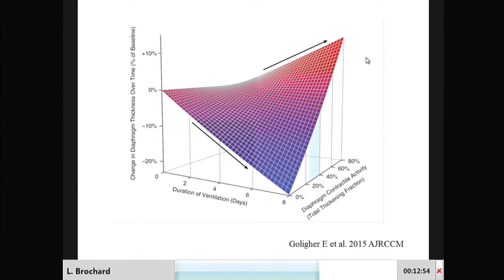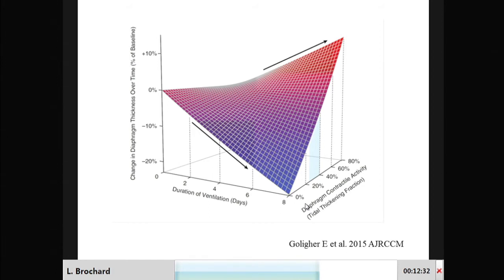And of course, it's also related to the contractile activity, which means that for the patients who are doing very little work, for instance with a high level of pressure support, there was a much faster decrease in the thickening.